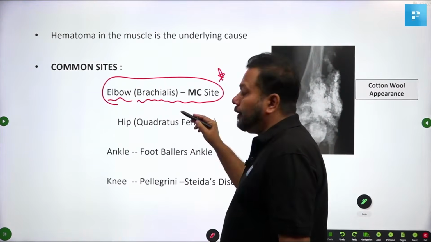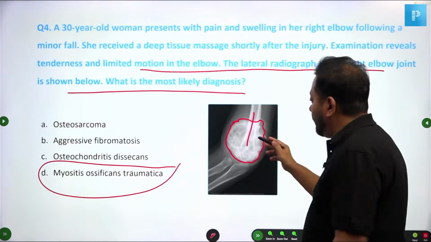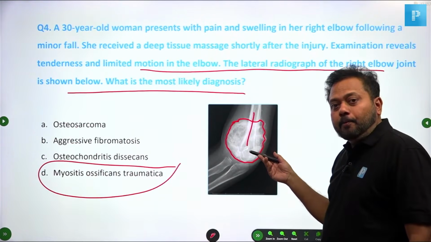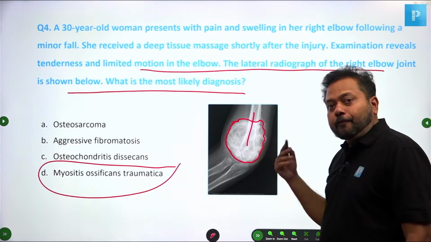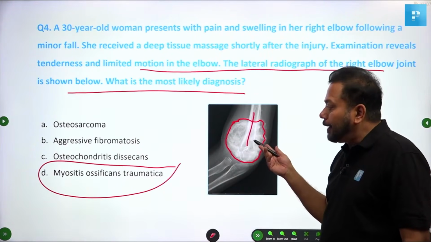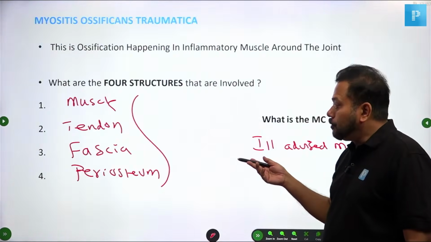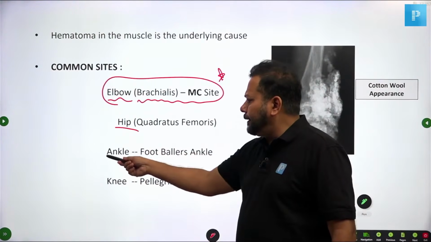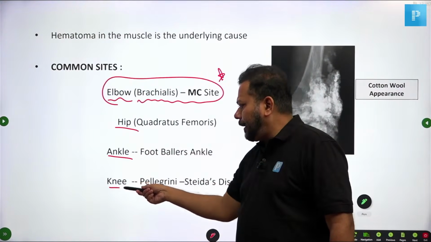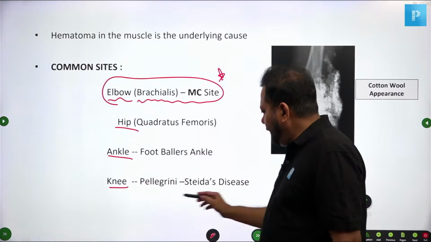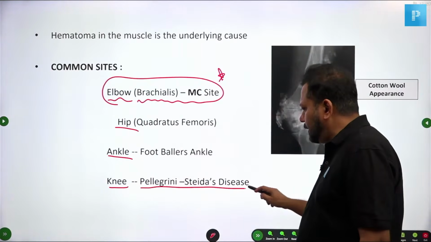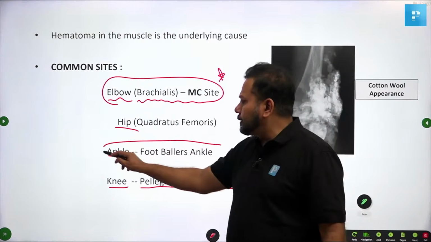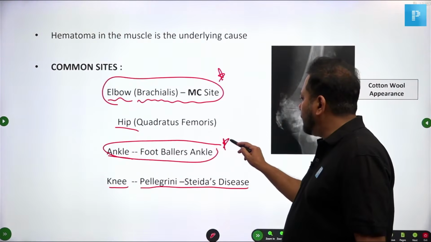That is why whenever you see a fluffy, calcified mass in the elbow joint with a history of trauma and native treatment, the diagnosis should be myositis ossificans traumatica. That's the most common site. It can happen in the hip, the ankle, and the knee. In the knee, this is called Pellegrini-Stieda disease. When myositis happens in the ankle, that is called footballer's ankle.